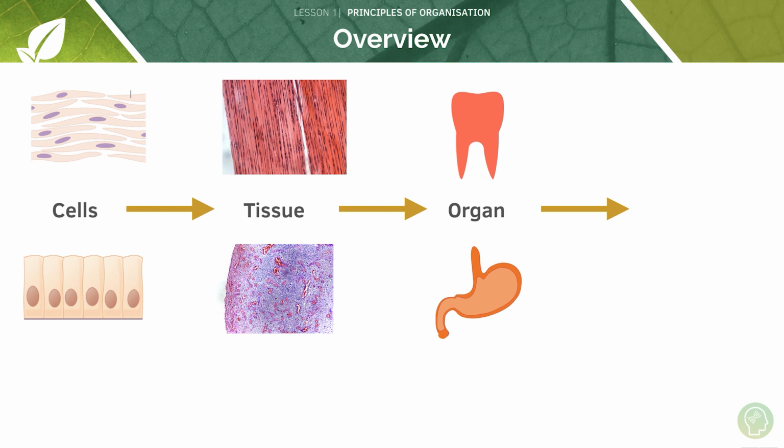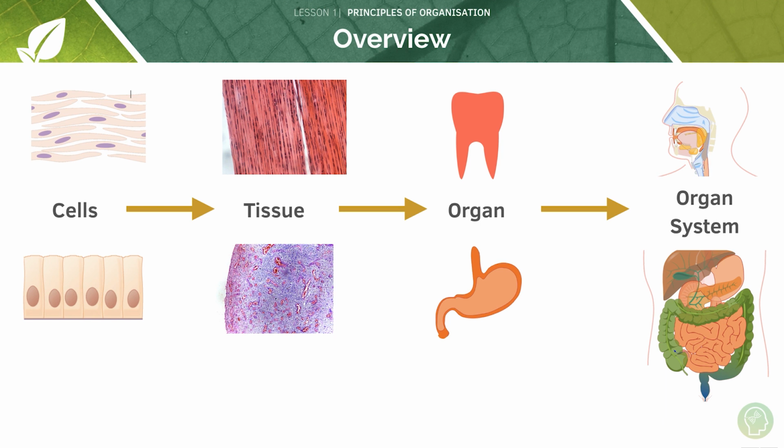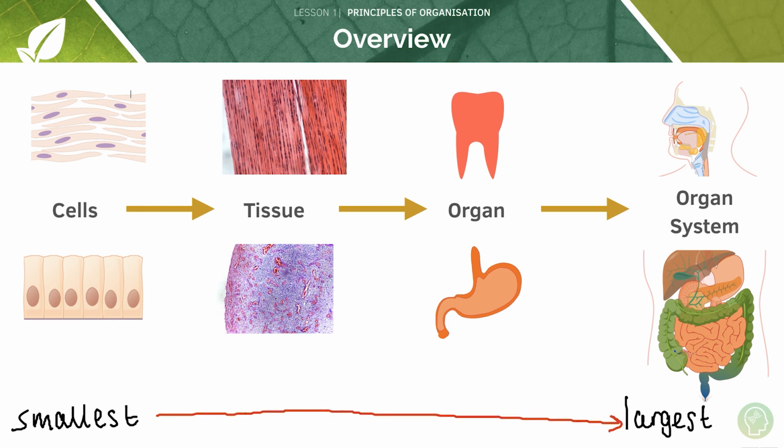And then tissues can come together to make an organ. And individual organs work together to make an organ system. So you can see that it's a hierarchy. We go from smallest right through to largest. And it's as simple as that. So we start off with our building blocks, the cells. Many specialised cells come together to form a tissue. Many specialised tissues come together to form an organ. And organs with varying functions come together to form an organ system.